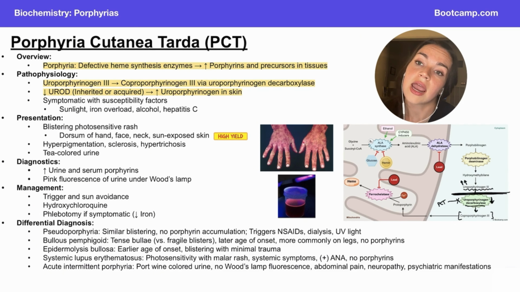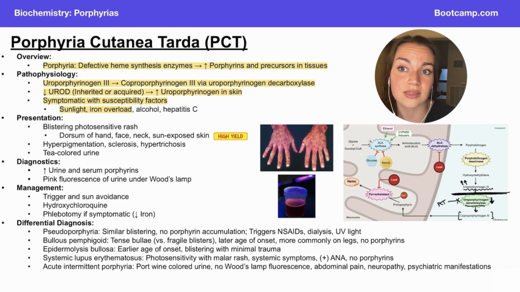So like we said, this can be inherited or acquired. An inherited deficiency should be pretty self-explanatory, but what are ways that you can acquire this? There are several different risk factors that decrease UROD activity and interfere with this pathway. These include sunlight, iron overload, so patients with hemochromatosis. Sometimes in the vignette, all they'll give you is a patient with a history of hemochromatosis, right? So a history of iron overload. And it may seem like it has nothing to do with the question at all, but they're giving you the risk factor. Alcohol can also trigger this, as can hepatitis C, right? The liver is a major site of heme synthesis, so any of these things, alcohol, hepatitis, can affect this heme synthesis in the liver.